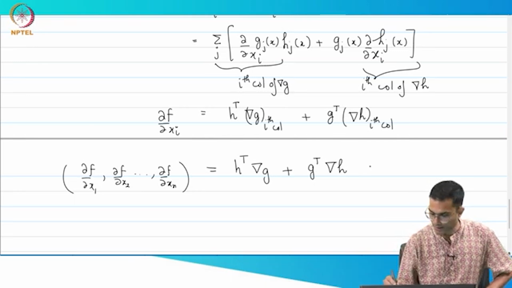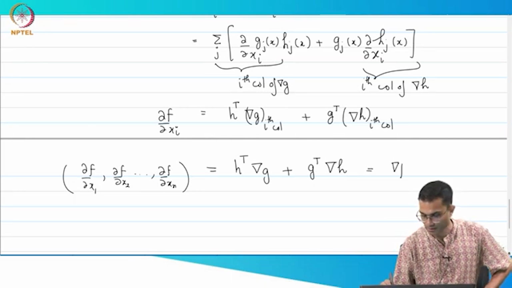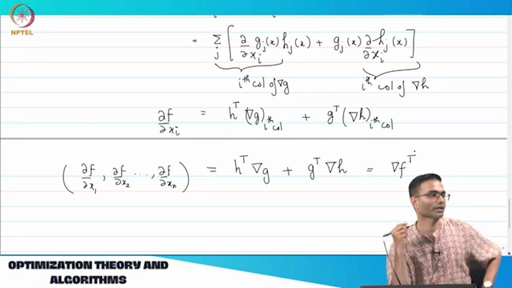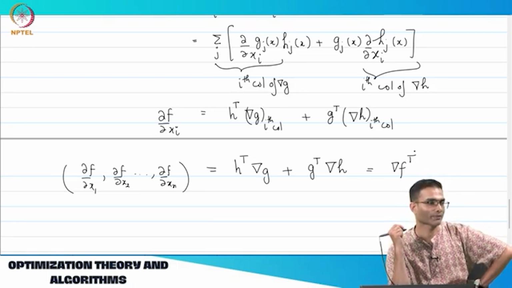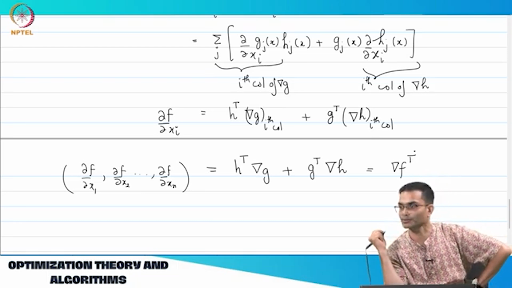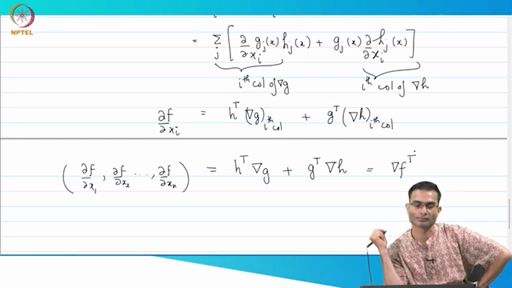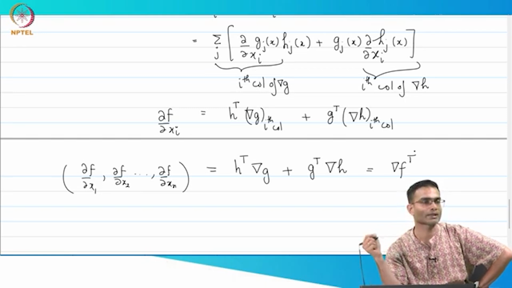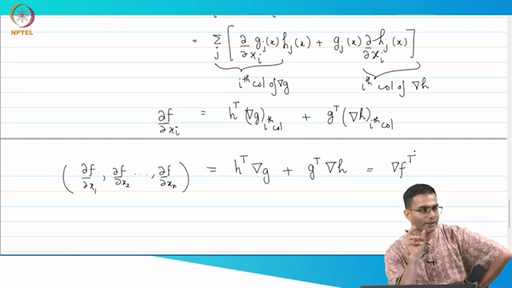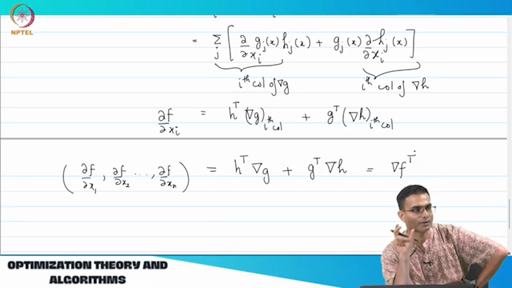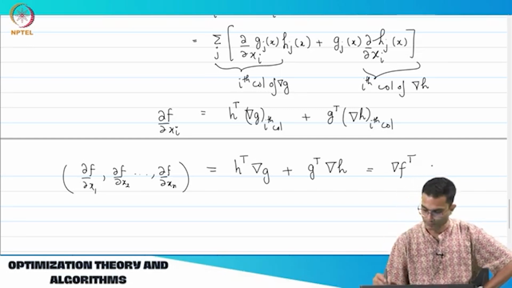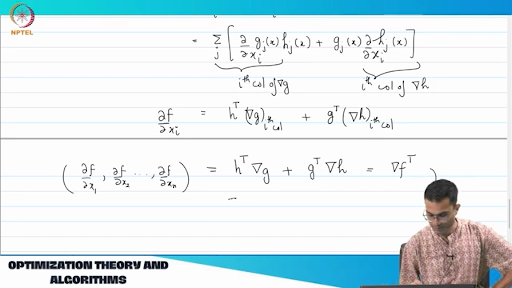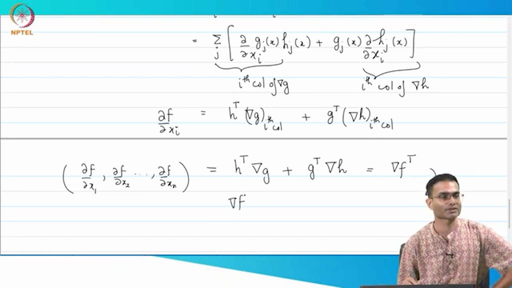Okay, and this in my notation is grad F transpose, because I defined grad F to be a column vector. So you see, there is nothing grungy over here. It's just elegantly identifying what is in the summation and grouping the terms together. And then the final step is very simple. I just take transpose on each side.